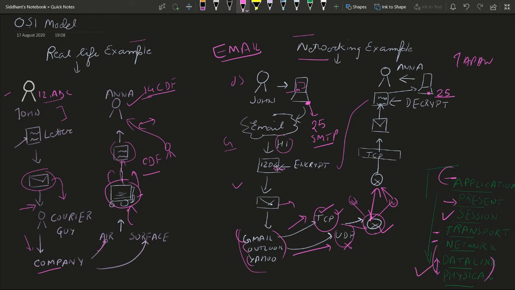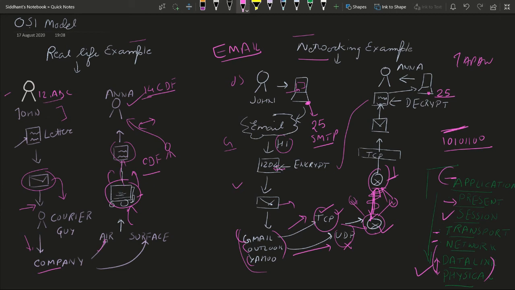Data link and physical, the difference we will talk about in later videos. For now you just need to understand that the router will choose the best path and put the data into the physical layer. Now the physical layer is wires. So in the physical layer the data is in the form of 1s and 0s. The physical layer will transport the data to the router closest to Anna's computer. So this router is closest to Anna's computer.